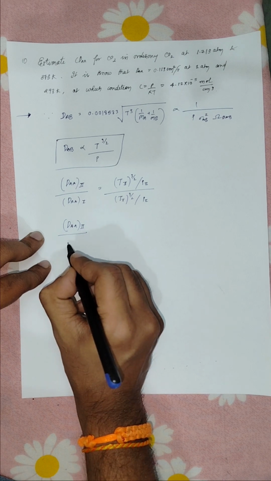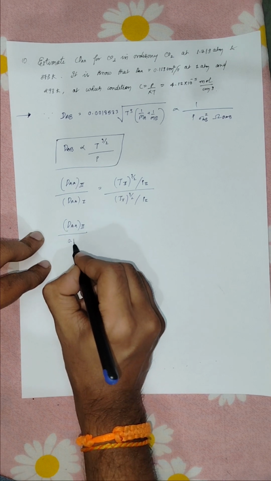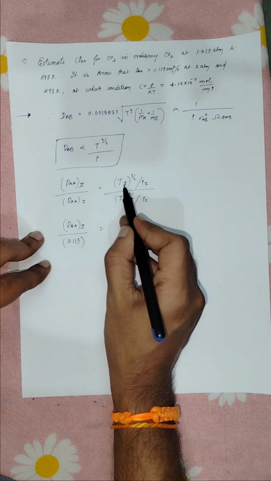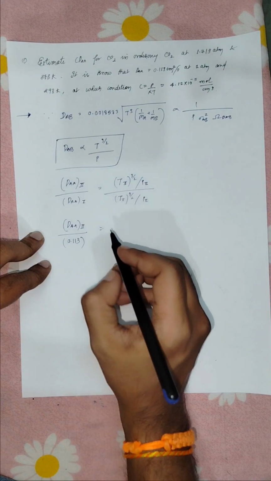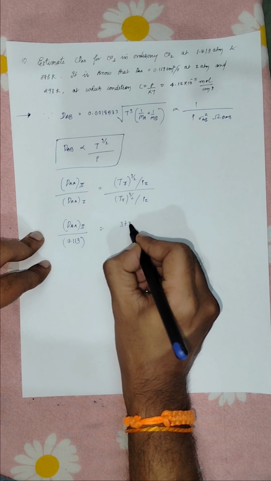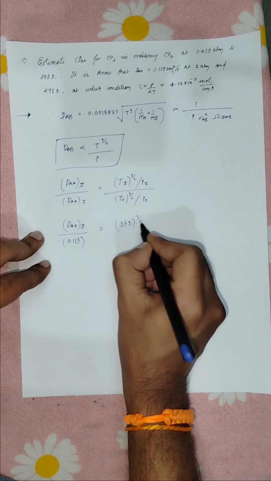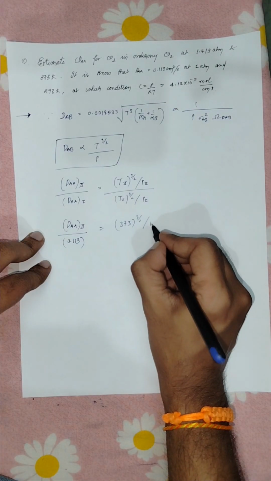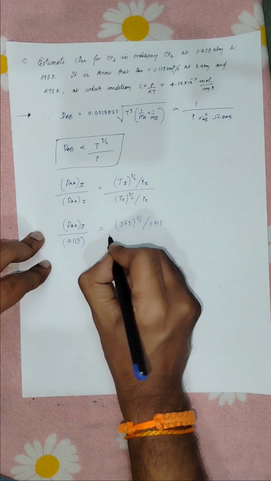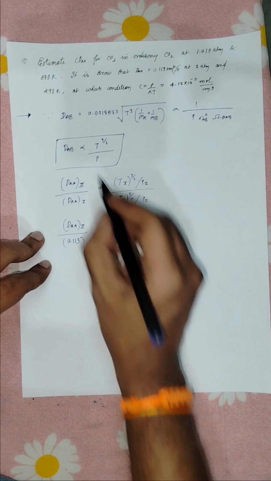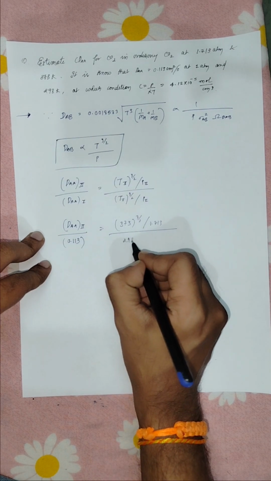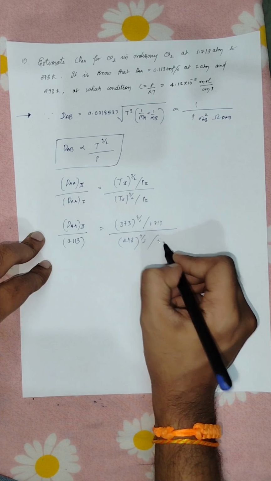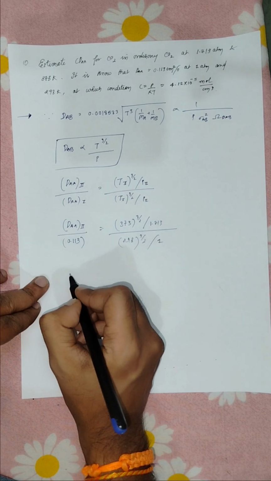So we'll directly substitute 0.113. What is T2? 373, to the power 3 by 2. P is already given, right? This is 1.713. Now T1, what is T1? This is 298 to the power 3 by 2. Similarly, P1 is 1 atm.